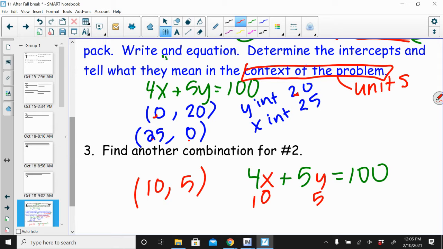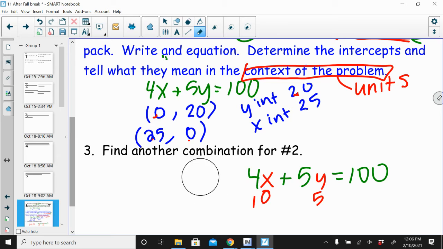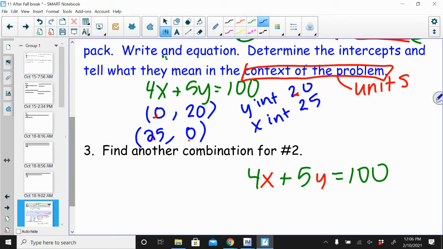Okay, I'm going to give you just a few minutes for you to figure out a combination. I'm going to give you a note card and you're going to write it on the note card. Now, you can't use these combinations. These are already taken. Okay?